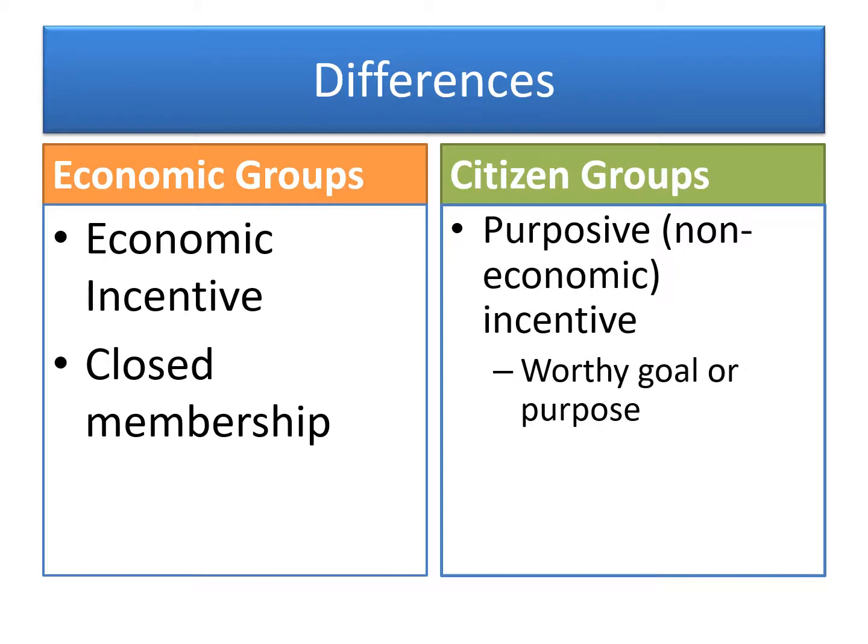They have what we call a purposive incentive for joining. So people join citizen groups because they want to achieve a certain purpose that is non-economic. They're not trying to make a profit or to get more money. They are trying to promote a worthy goal, such as protecting gun rights or advocating for abortion rights or something like that. And citizen groups tend to almost always have open membership, meaning that anyone can join them.